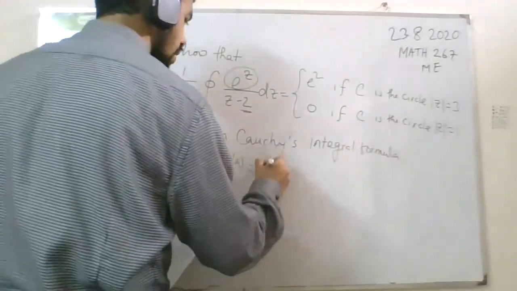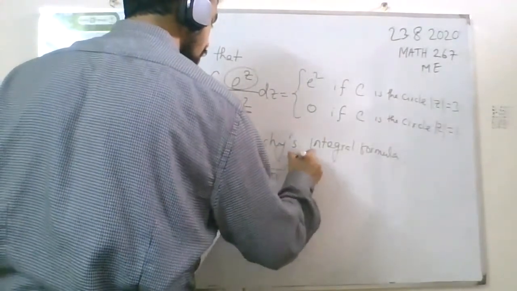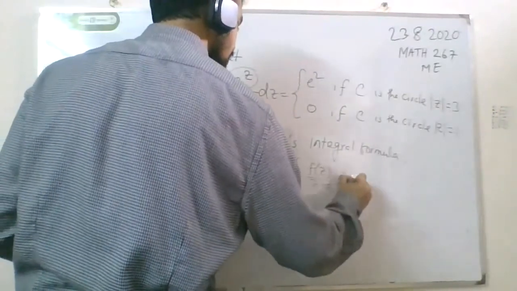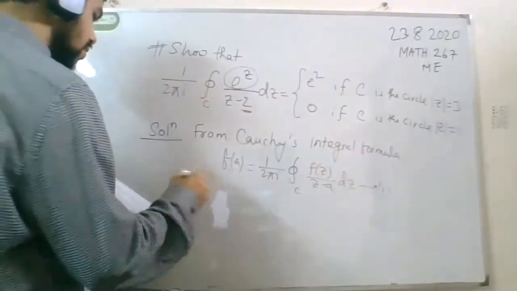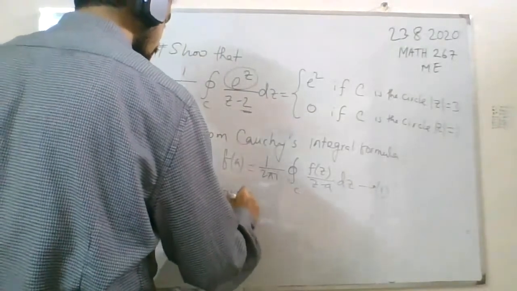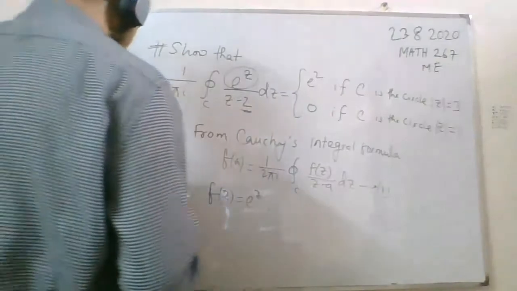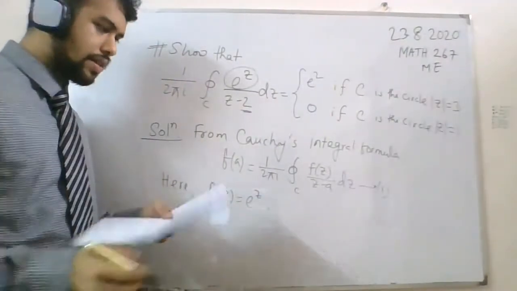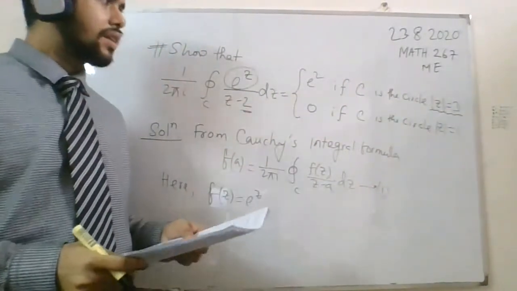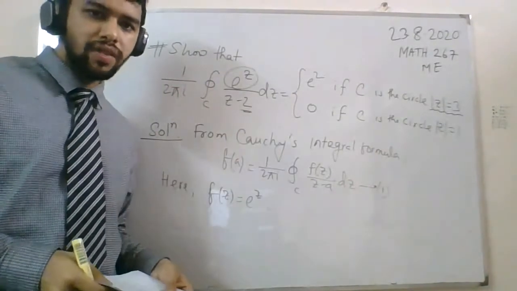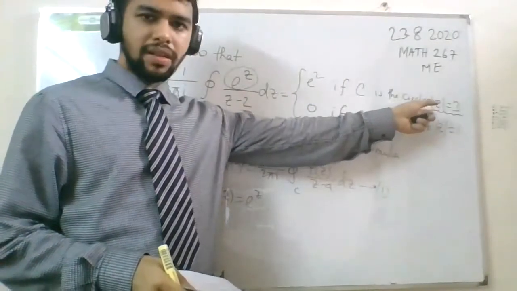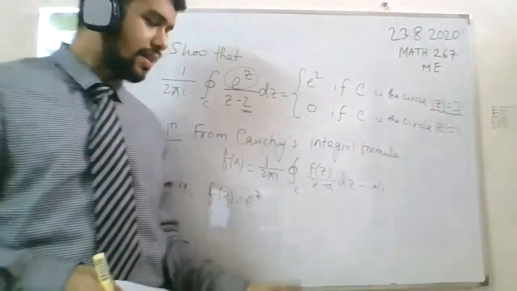If f(a) equals to 1 by 2 pi i integral of f(z) over z minus a dz equals to 1. So here f(z) equals to e to the power z. Now just say that for the first condition, which is modulus of z equals to 3. So can anyone tell me, is the region এটা কি তোমাদের outside the circle হবে না inside the circle হবে এই পয়েন্টের জন্য?